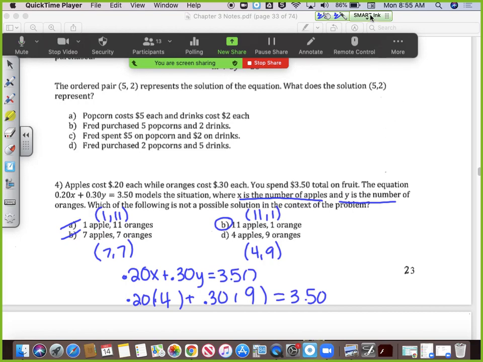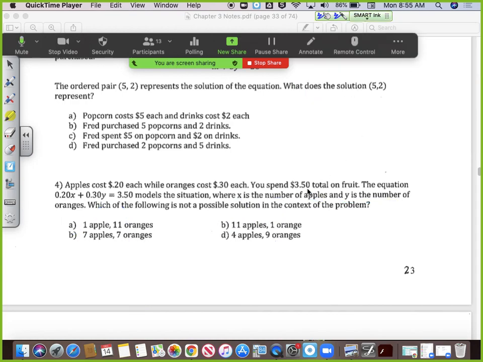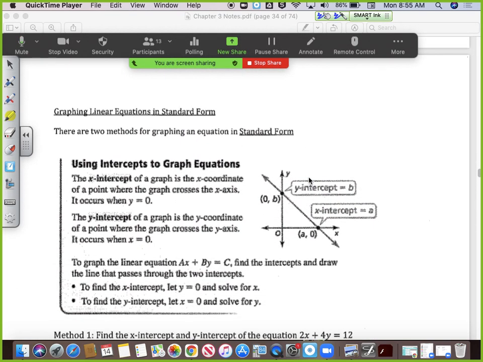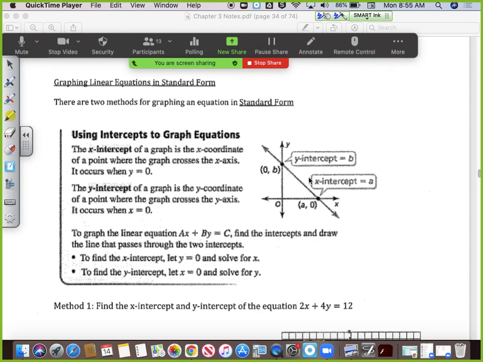Okay. So in all of these examples, the equations were in standard form. Standard form equations have numbers on the left-hand side with x and y, and then equals a plain number on the right-hand side. The last thing we're going to be doing is looking at linear equations and graphing them.